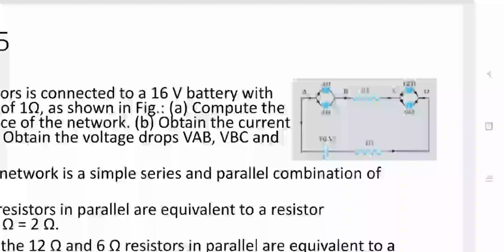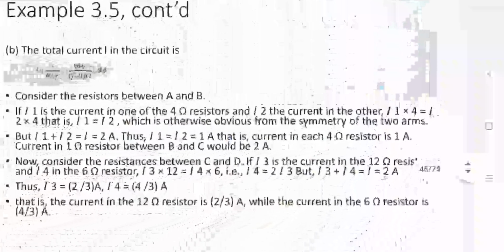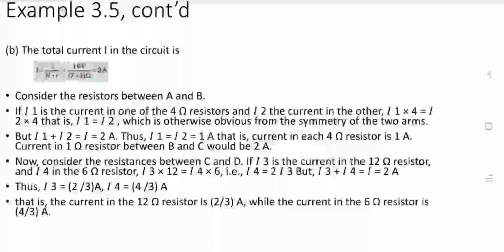Potential difference due to 4 ohm and potential difference due to another 4 ohm. So we can say that I1 R1 equals I2 R2. I1 R1 is 4 ohm, equal to I2 R2, which is 4 ohm. So I1 times 4 equals I2 times 4, so we can say that I1 equals I2. The total current is I, so I equals I1 plus I2, that is 2 ampere. So I1 is 1 ampere and I2 is 1 ampere.